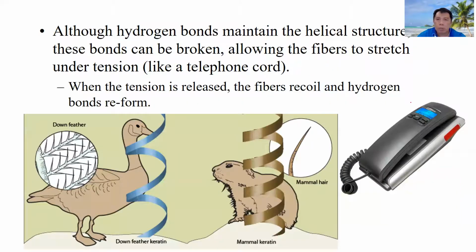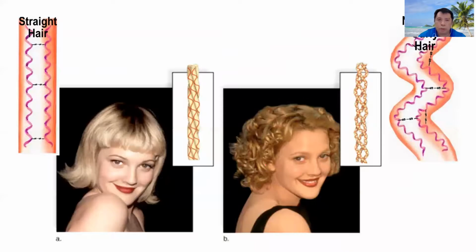Although the hydrogen bonds maintain the helical structure, these bonds can be broken. The hydrogen bonds in the keratins can be broken, allowing the fibers to stretch under tension, like the telephone cord here can be stretched. When the tension is released, the fiber recoils and the hydrogen bonds reform. So this is the flexibility of the hydrogen bonds in the fibrous proteins.